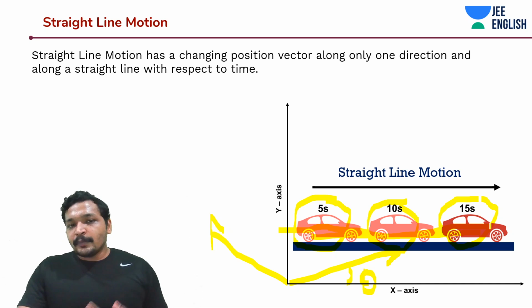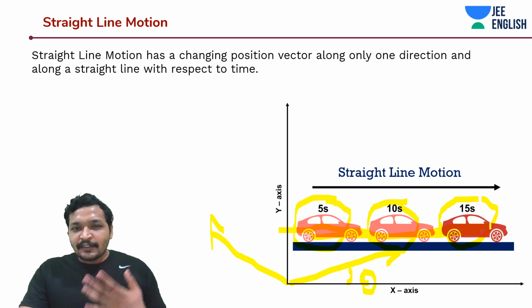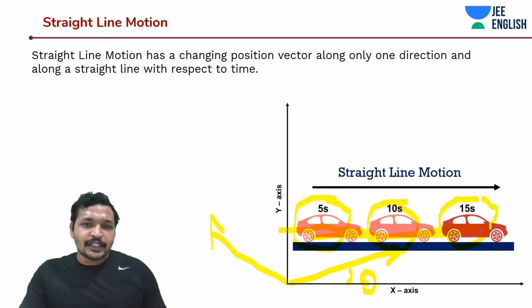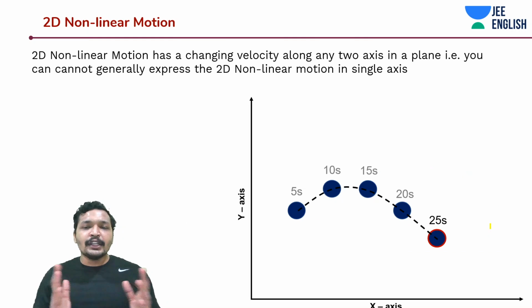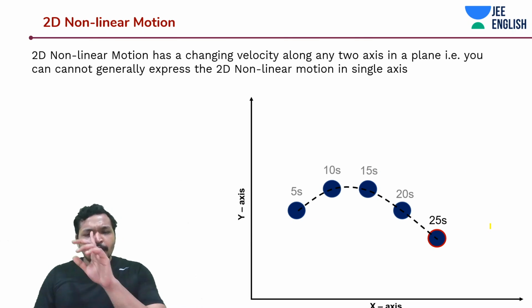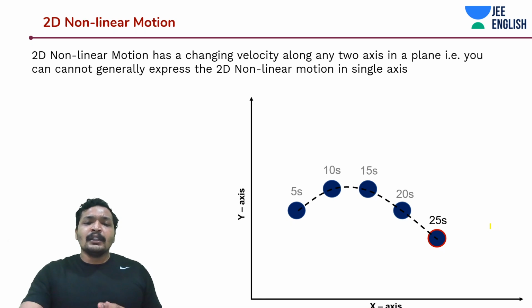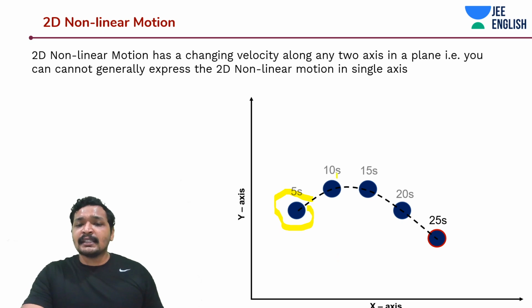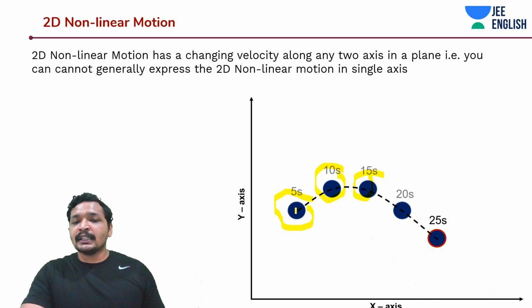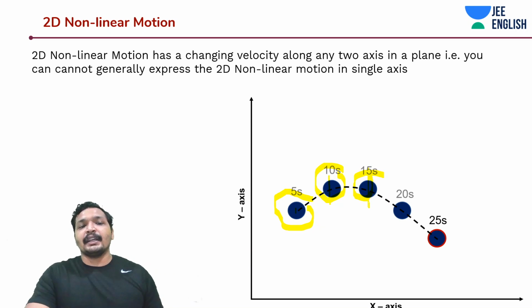So when we talked about straight line motion, you must have understood the next thing we are going to talk about is a 2D motion. So we are going to talk about a 2D nonlinear motion. So what's a 2D nonlinear motion? In a 2D nonlinear motion, the object is changing both in x and y axis with respect to time. So you see this object over here, at 5th second it is at a different x and y, at 10th second it is at a different x and y, and at 15th second it is at a different x and y.